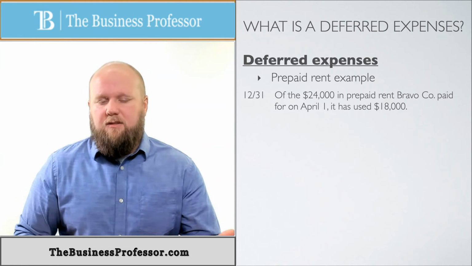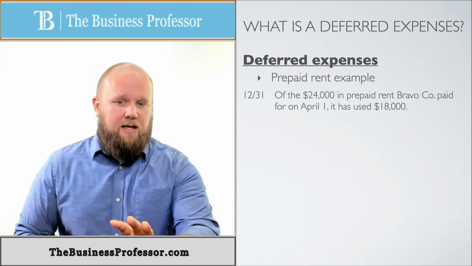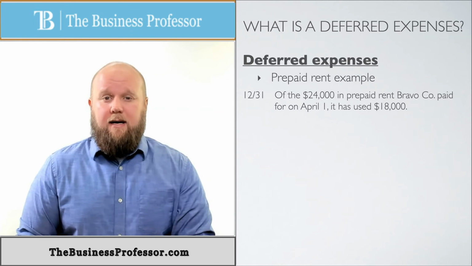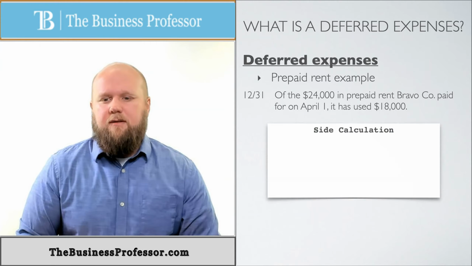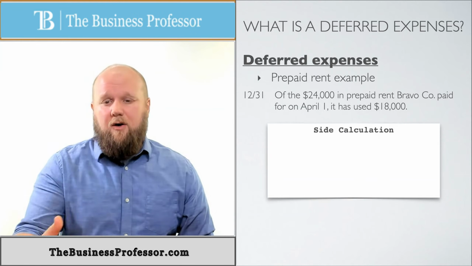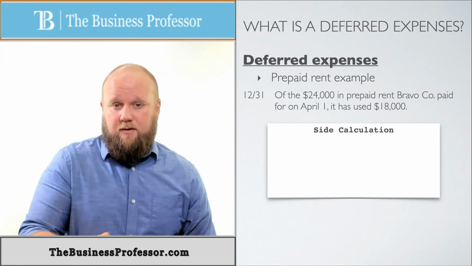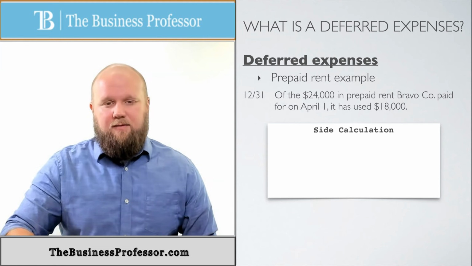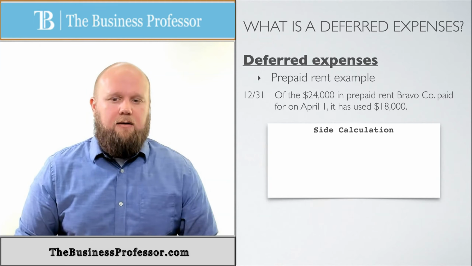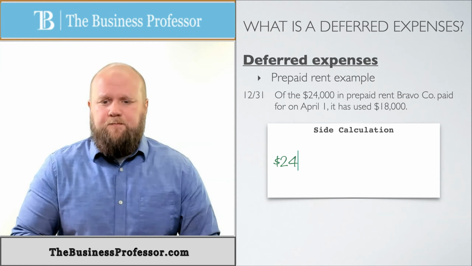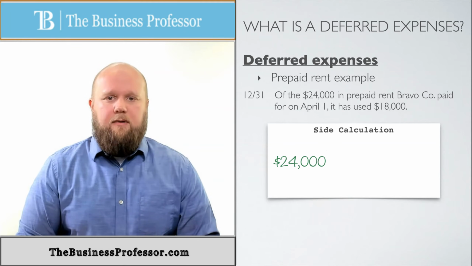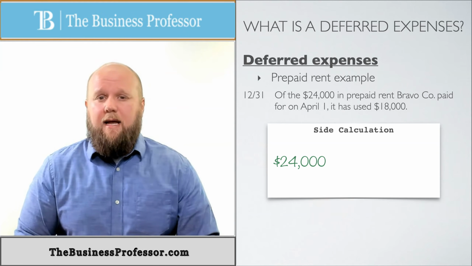And so let's look at first how we get this calculation. This is actually one that they don't have to give you because you have everything you need in order to do the calculation. I already know right away that I've used $18,000 of the $24,000 that I put in prepaid. If they give it to you, you don't have to do this, but I do want to show you how you would do this calculation. First you would start with the amount that you prepaid. We paid $24,000 in prepaid rent for this year, and it started on April 1st.